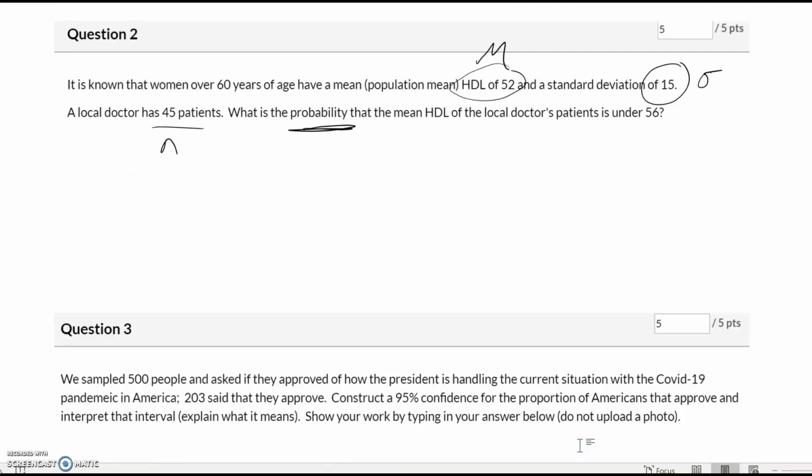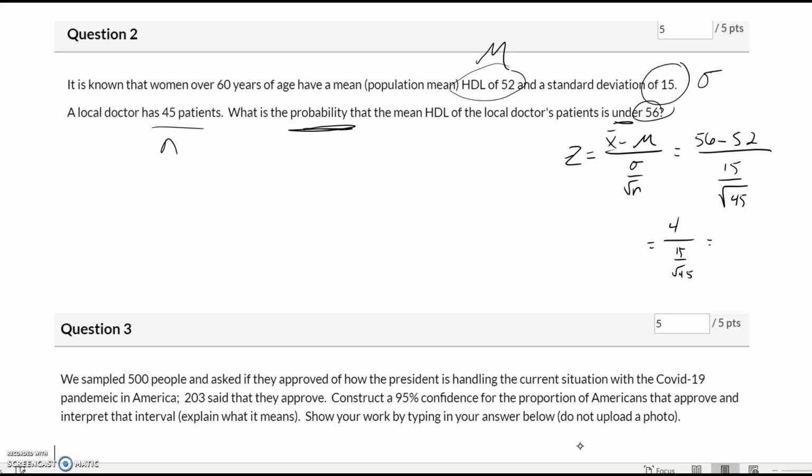So I need a z-score. The z-score is x bar minus mu over sigma over the square root of n. Start filling in the blanks. Mu is 52. We want the probability that the patient's age is under 56. So we'll do the under part in a minute. Sigma is 15 over the square root of the total number of patients, 45. So that's going to be 4 divided by 15 over root 45.